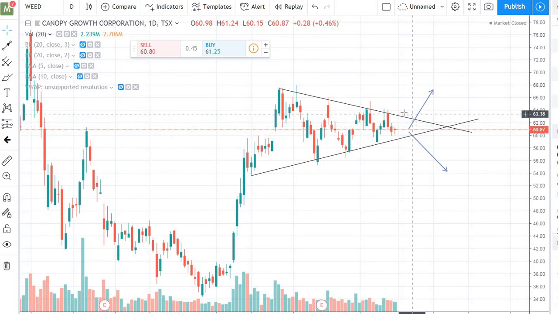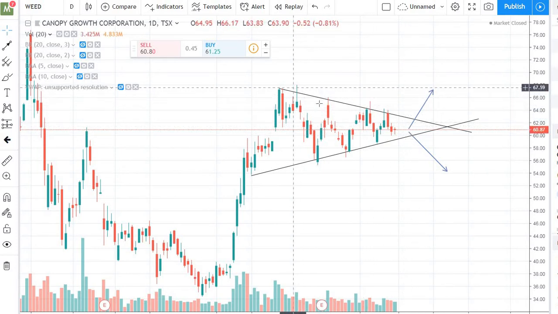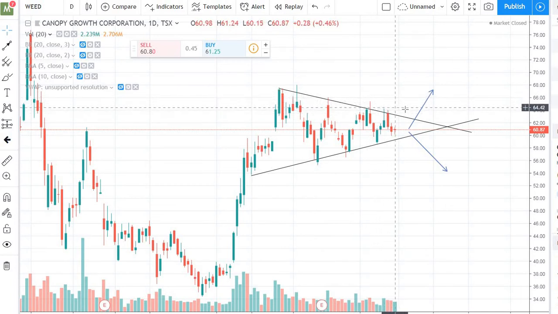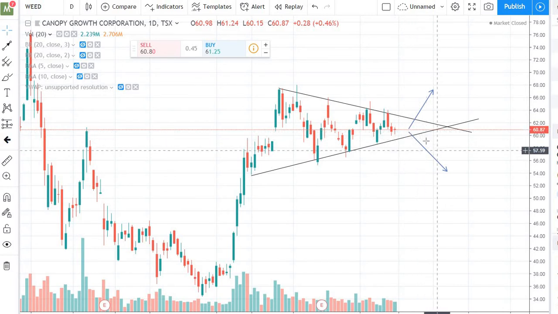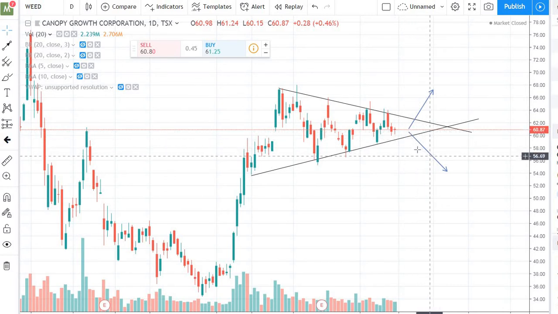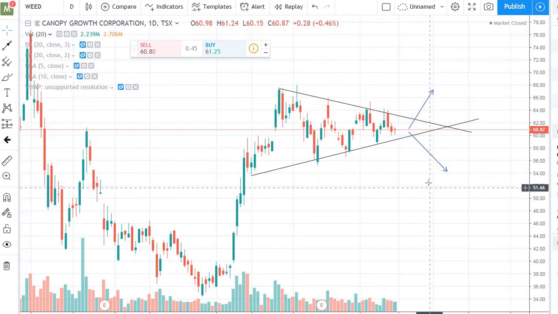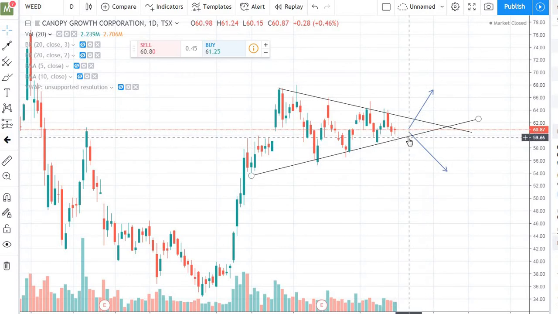So it's tested outside these lines a couple times, but it came back in, so it's not ready to break out or break down yet. So we're waiting for one of these to break and hold outside, and that would be a good buy signal. We just keep getting faked out here with Canopy, so it's not ready to go one direction or the other. So you want to wait for confirmation.